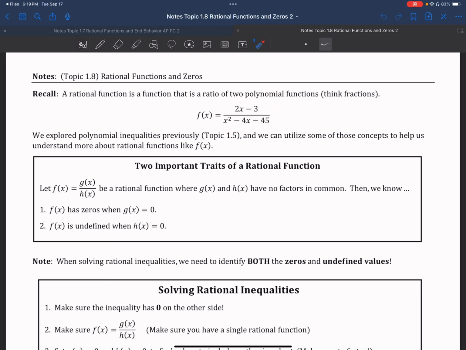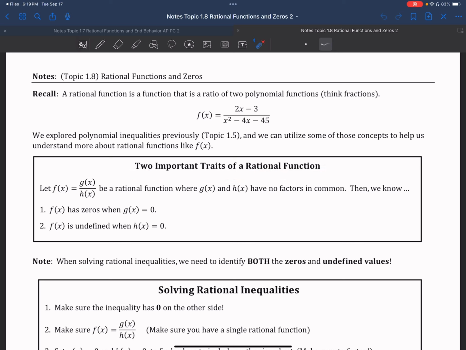Back in 1.5, we did talk about polynomial inequalities, and we can reuse some of those concepts to help us understand rational functions and do inequalities for rational functions as well. Before we get started, there are two important traits about rational functions that are always going to be true.